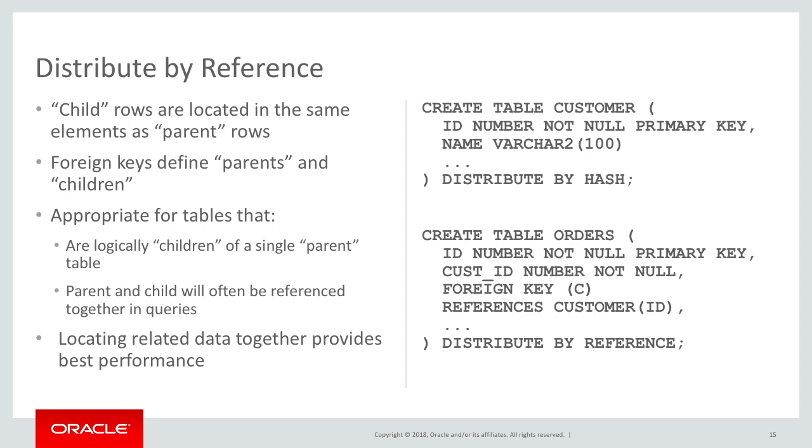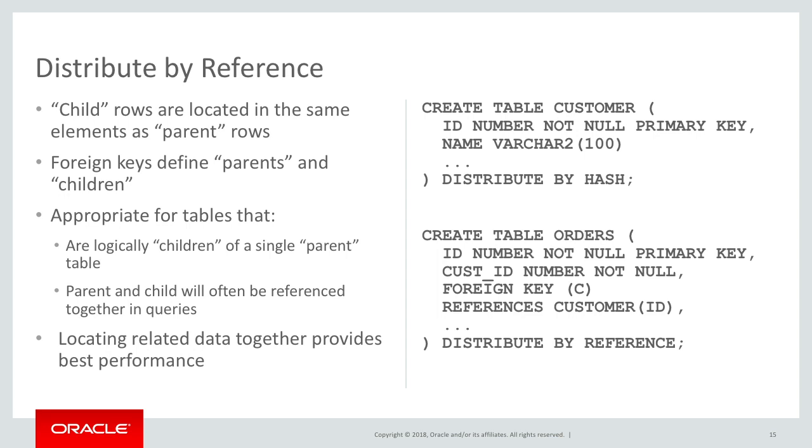You may want to find all the orders that a particular customer placed. If that customer and all of his orders are present in the same element, then that joins very fast. It doesn't involve any network traffic. We don't have to go from one element to another to get the appropriate set of orders for a given customer. And so distribute by reference lets us do that.